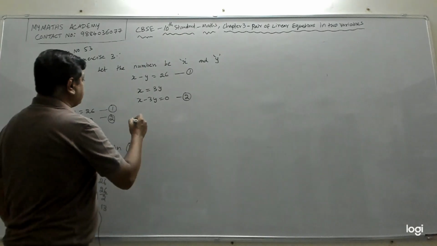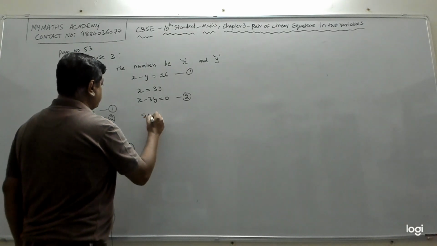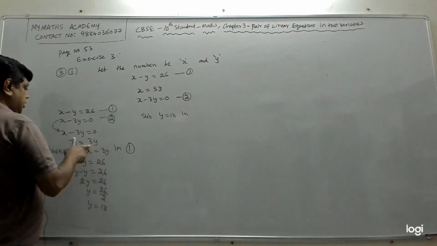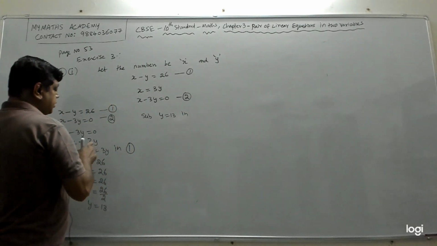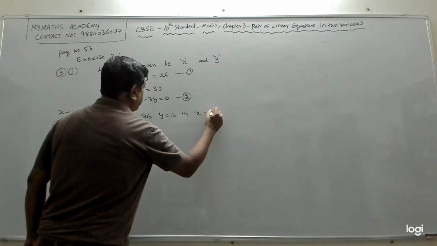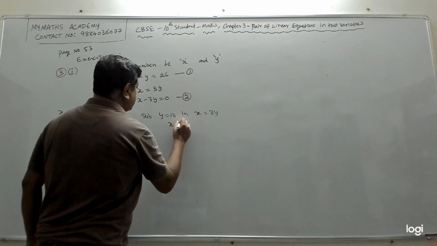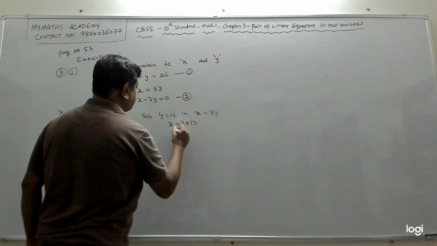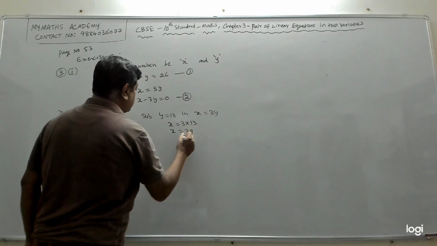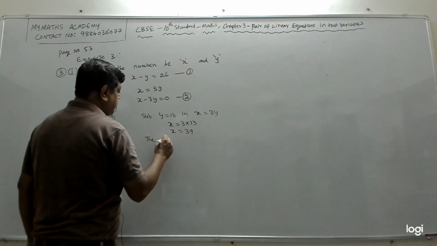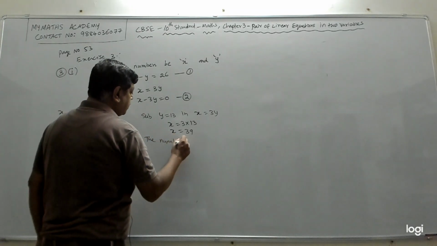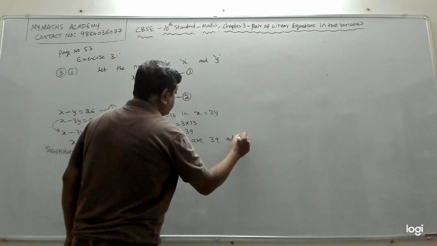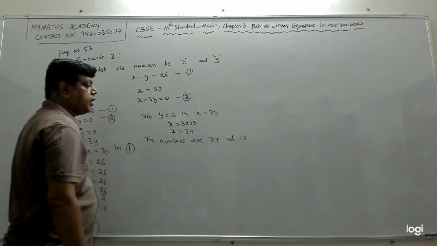So substitute y is equal to 13 in x is equal to 3y. Now what is my x? x is equal to 3 into y. Y is 13. So which means my x becomes 39. So the numbers are 39 and 13.